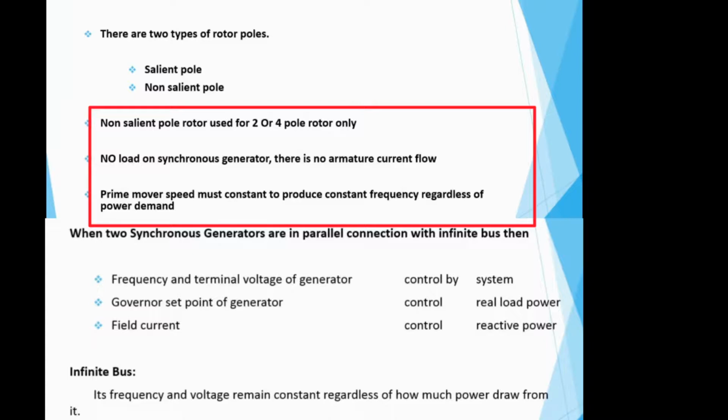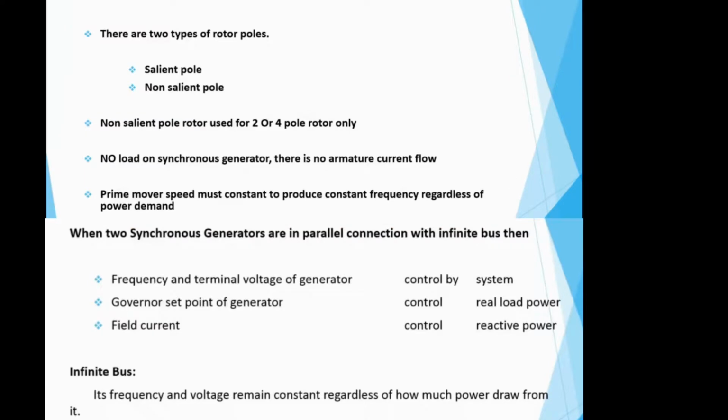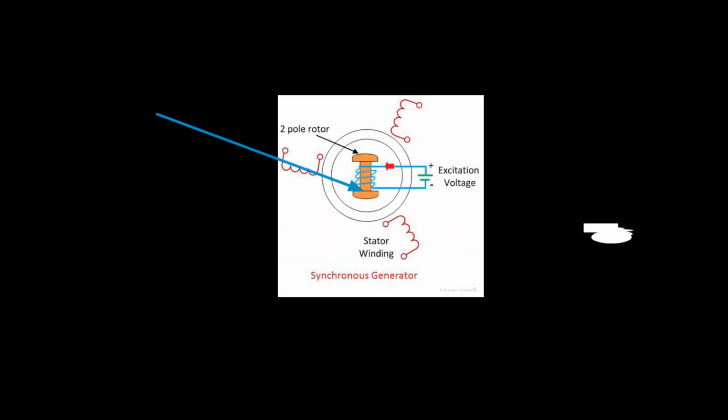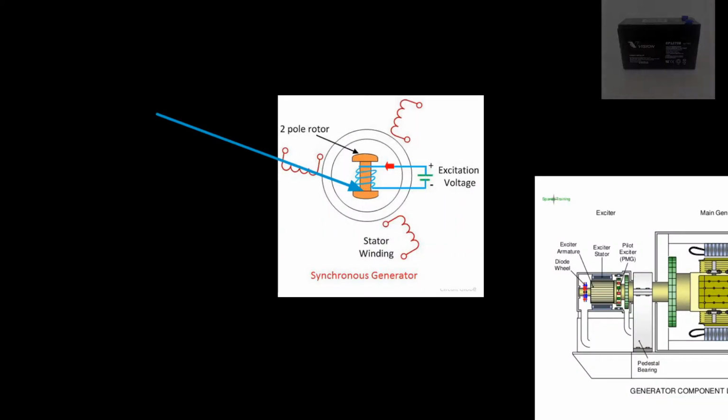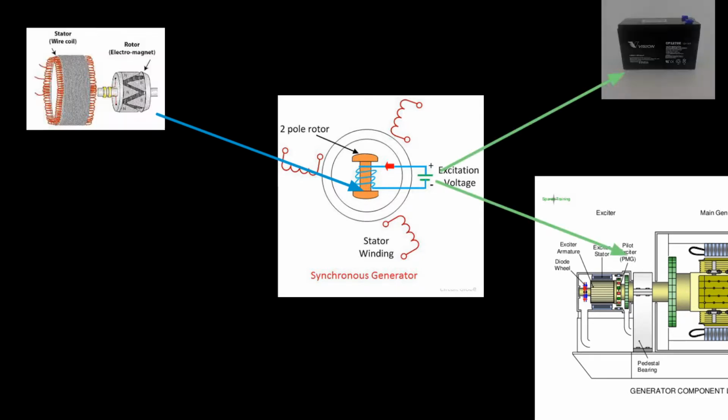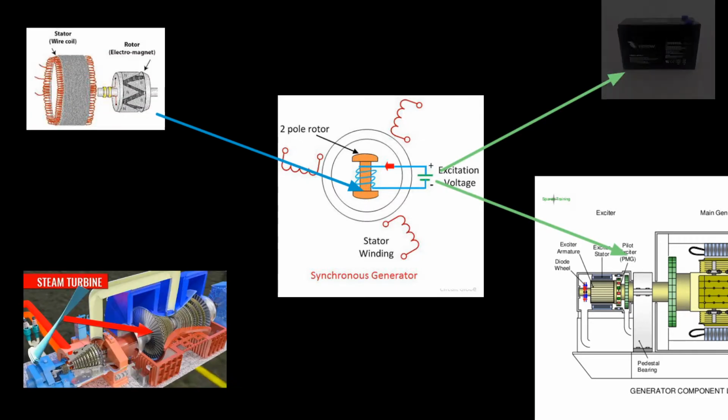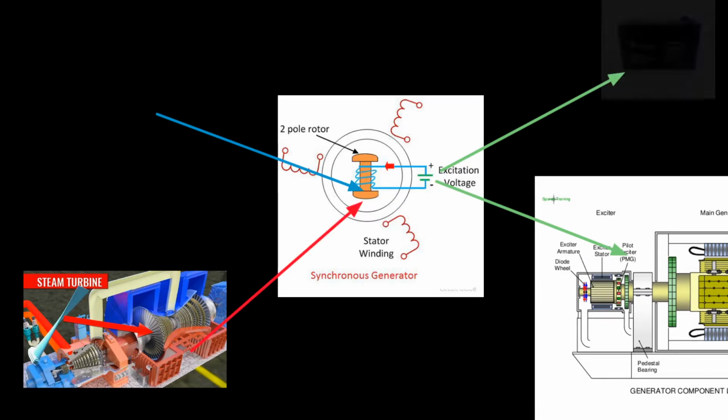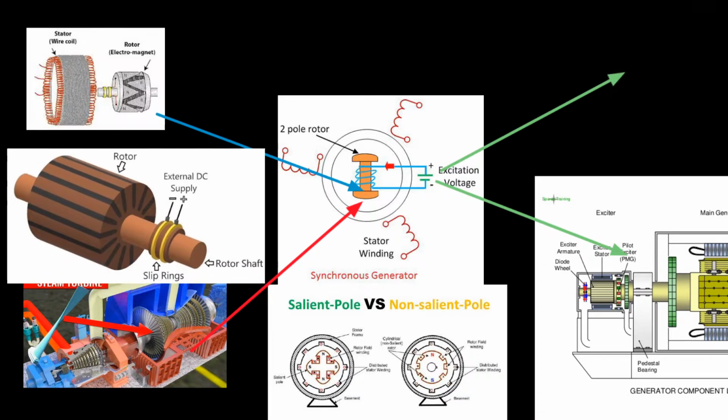When there is no load on the alternator, there is no armature current flow, because the circuit is not complete, as current flows only in a closed circuit. The rotor acts as an electromagnet when it gets magnetized from an external DC source during rotation by the prime mover. Here the rotor is salient or non-salient pole.